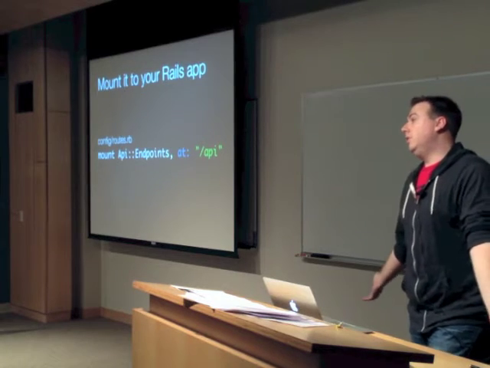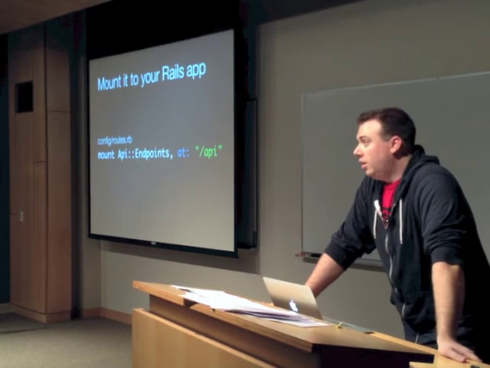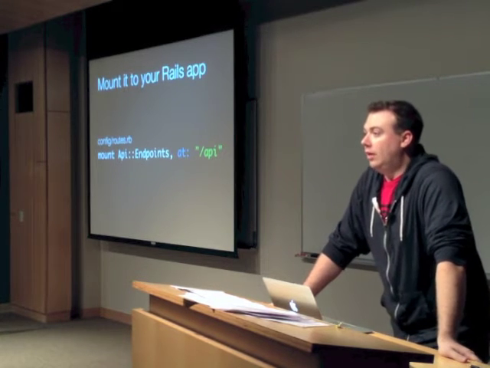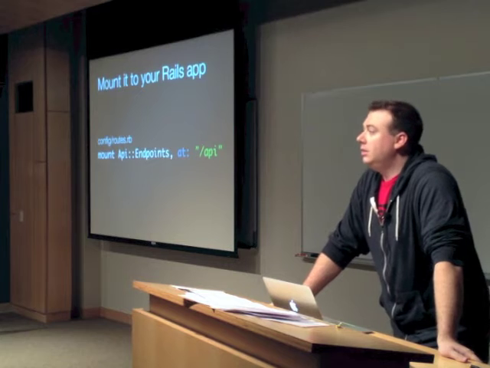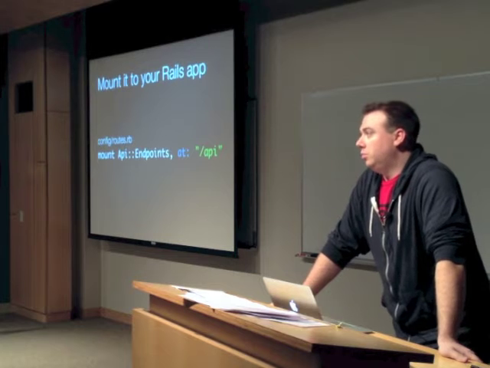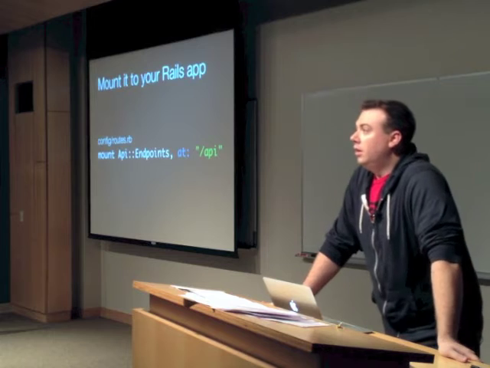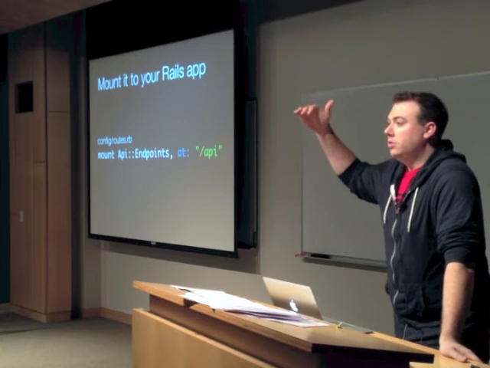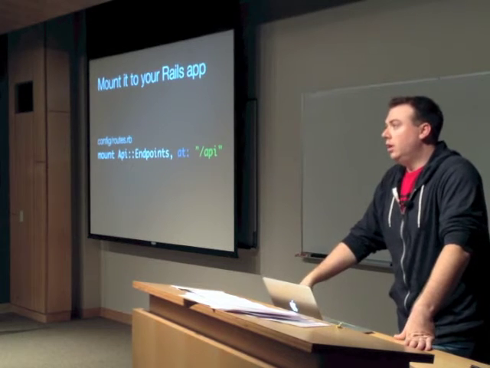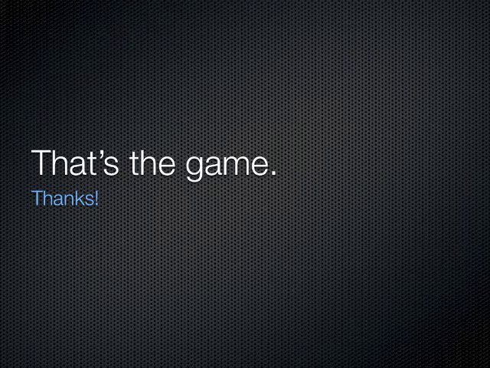So once you're done, this is actually the only code that you need to mount it to your Rails app. You mount the class that you have all your endpoints in, and if your app is myapp.com, this would put it at myapp.com/API. And any request to that, as long as there's nothing higher in your Rails routing table that would supersede this, everything will go to this endpoint. That's the game. That's it.